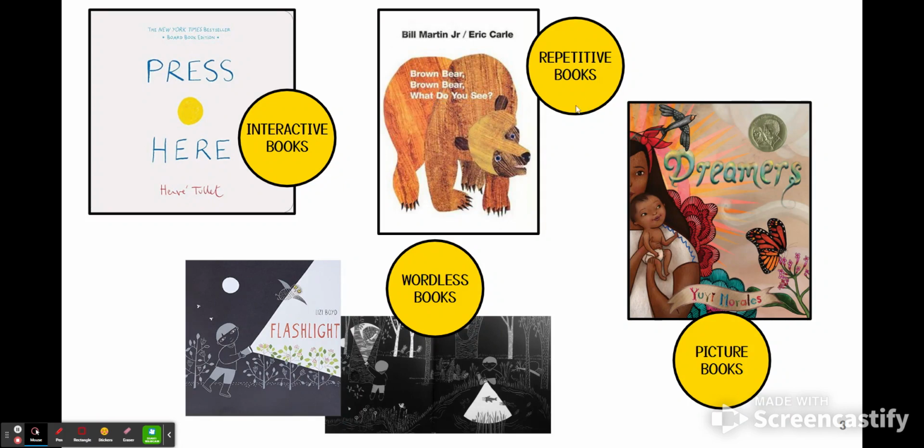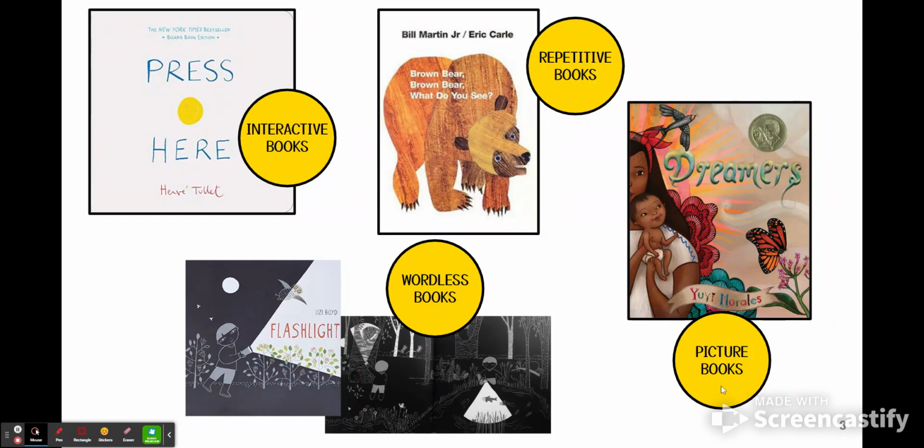Another type of book you might see is a repetitive book. This book will have repeated sentences or sounds throughout the book, which allow students to participate in joining in the read aloud as they learn the repetition, as they learn the repeated sounds and words. Another really fun type of book is a wordless book. These are books, as they sound like, do not have words, but instead they have amazing illustrations that tell a very interesting story.